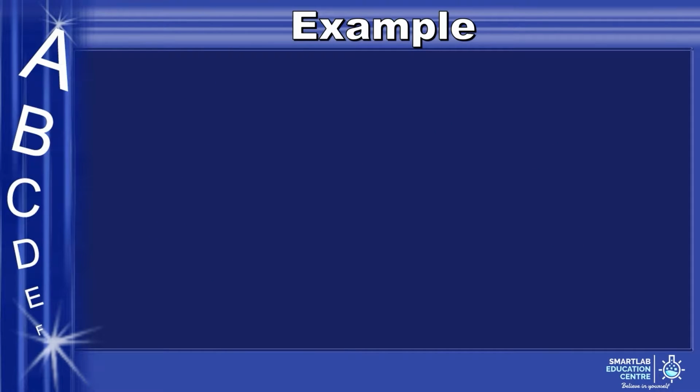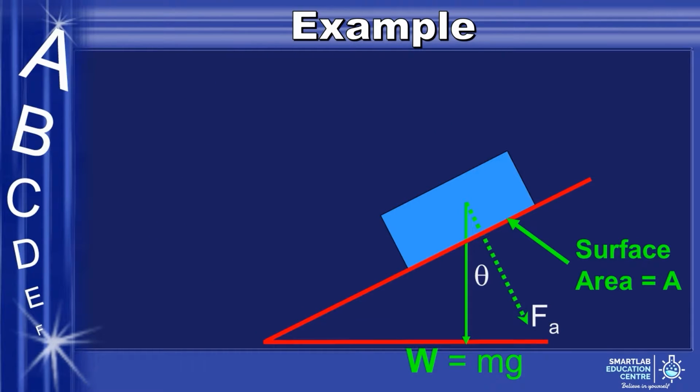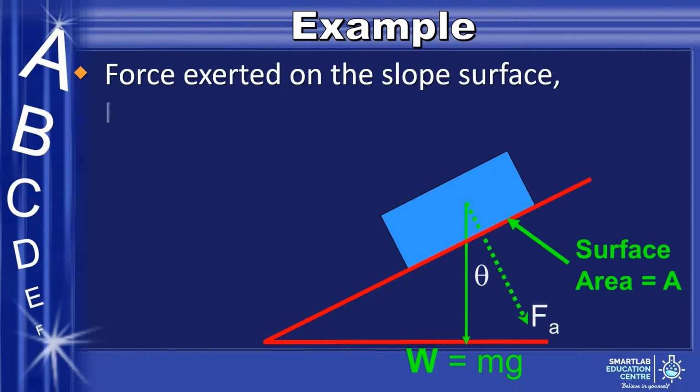Let us use an example. The diagram shows a block on a slope. To find the pressure exerted on the slope, we have to find the force exerted by the block on the slope. Using trigonometry, we can use mg cosine theta as the force applied.